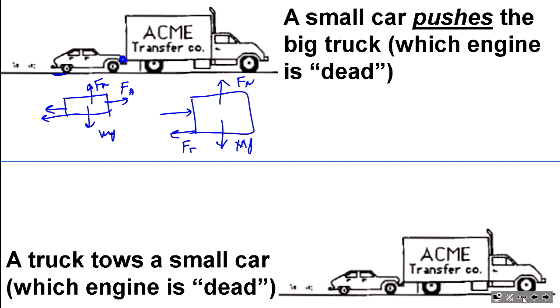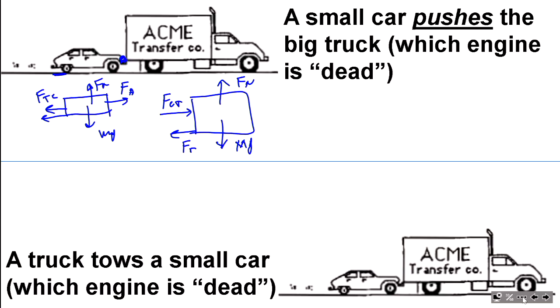Now there's a connection provided by Newton's third law. The force acting from the car on the truck should have the opposite direction, but the same magnitude, as the force acting from the truck on the car. This is the connection.